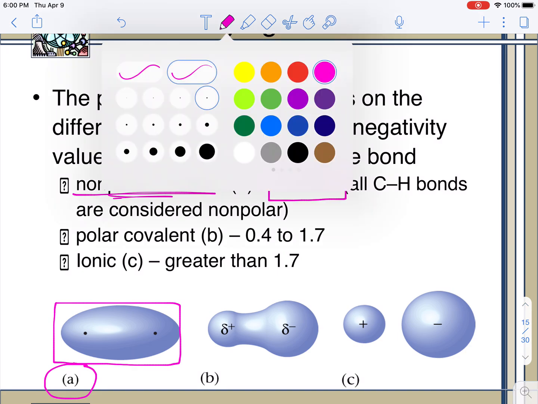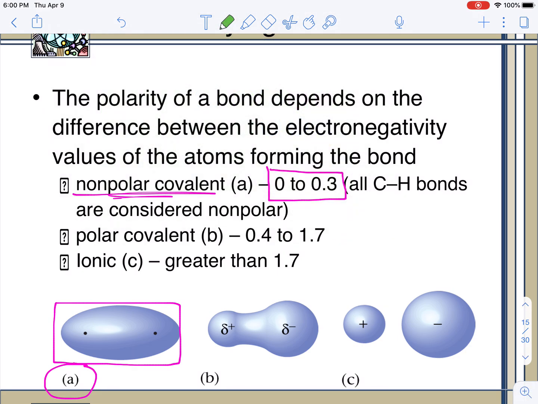What if you have a situation where you and your twin both like ice cream, but you like it more, right? So you're both getting some, you're still sharing here, but you like the ice cream more. One atom likes the electron density more. If the difference is a little bit larger, again, this is the difference in how much these atoms like electron density, if it's between 0.4 and 1.7, that's going to be our polar covalent bond, right?